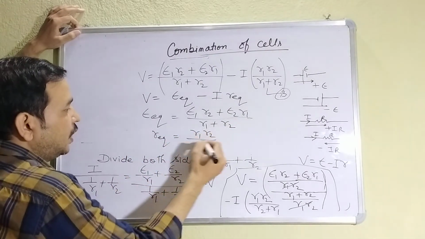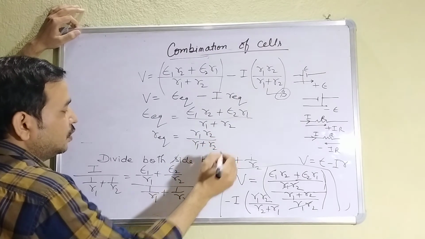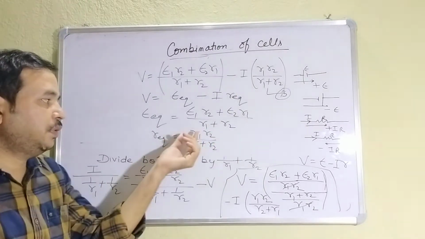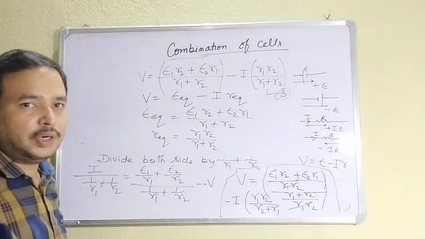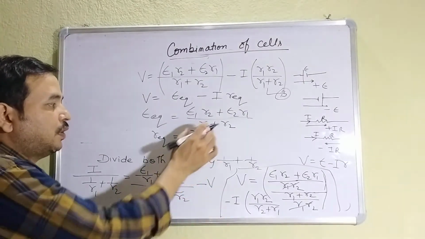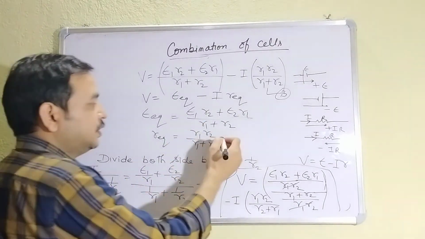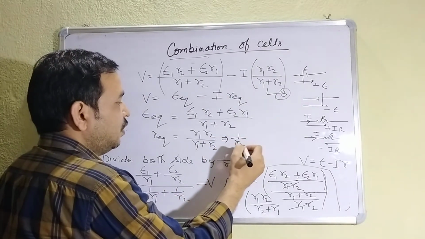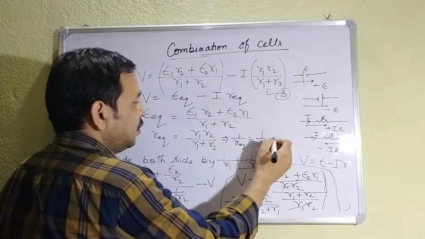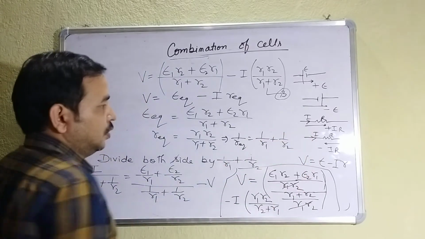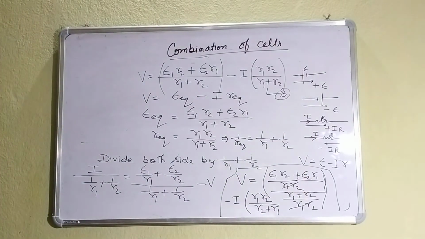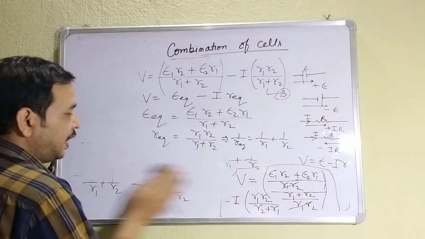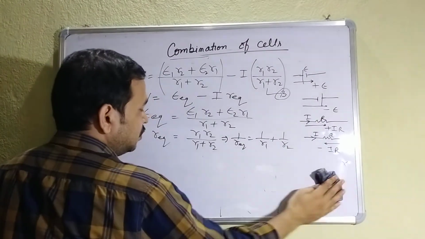R1 R2 by R1 plus R2. So if you remember the net equivalent of two resistors in parallel, this is the formula. You can write the same formula as 1 by R equivalent equals 1 by R1 plus 1 by R2. So what result are we getting from this? What is happening in parallel combination? Try to understand.